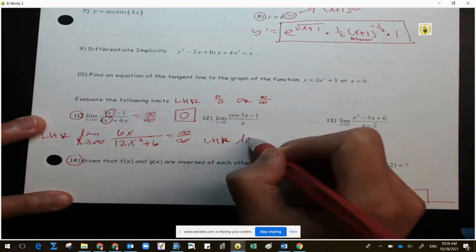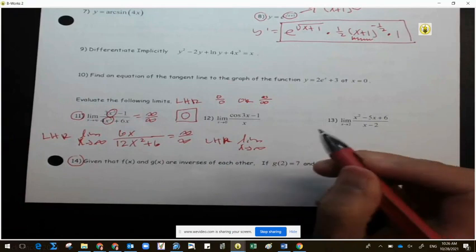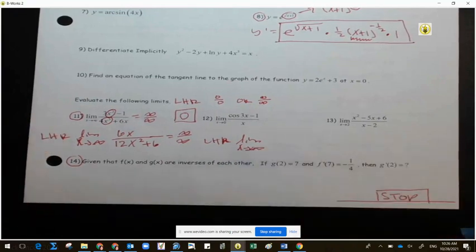Oop. So when I do, I get limit as x approaches the infinity of, this person's not here. Can I give this back to you? Yeah.